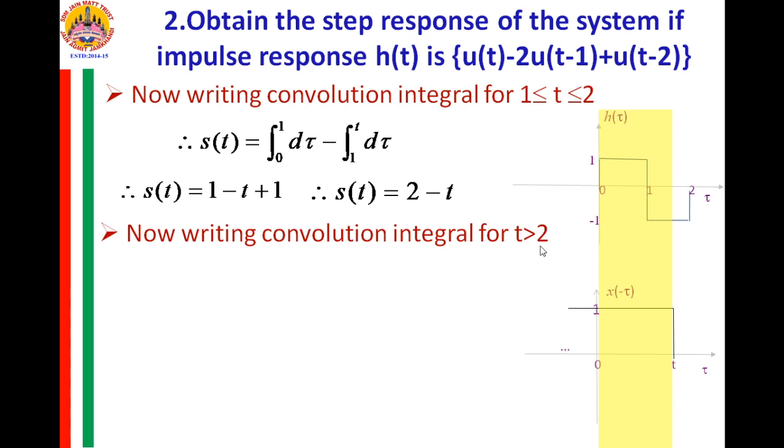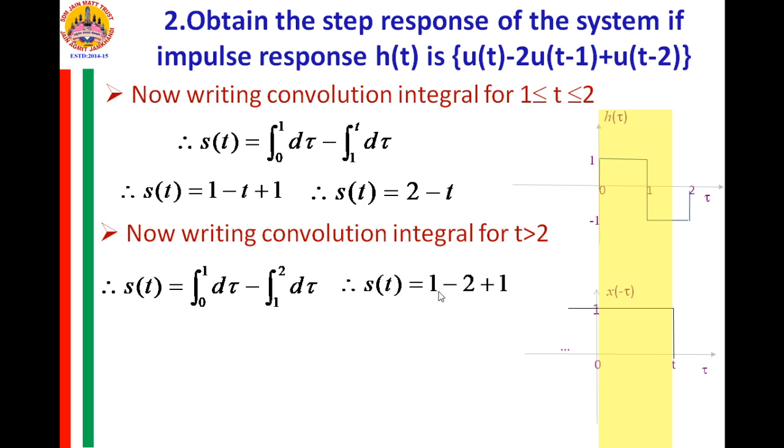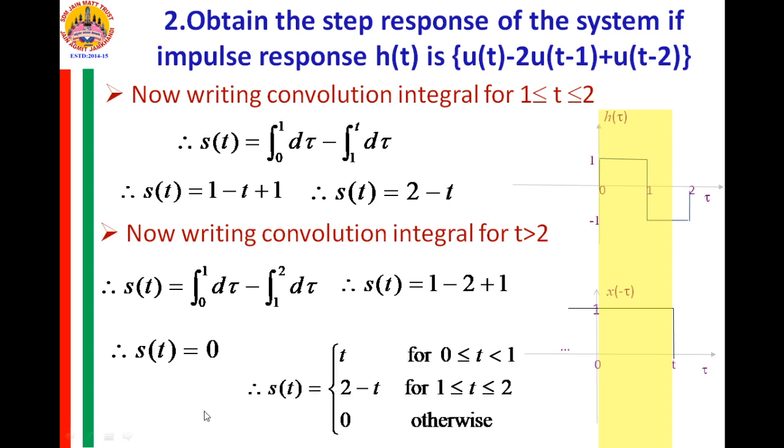Now for t which is greater than 2, the overlapping always is between 0 to 2, and the limits of integration are from 0 to 1 the amplitude of product is 1, and 1 to 2 the product amplitude is minus 1, so this minus sign, integrating and substituting the limit, you will get 1 minus 2 plus 1, and the overall s of t in this range is equal to 0. So s of t, I write, is equal to t for t varying from 0 to 1, and it is 2 minus t for t varying from 1 to 2, and it's 0 otherwise.